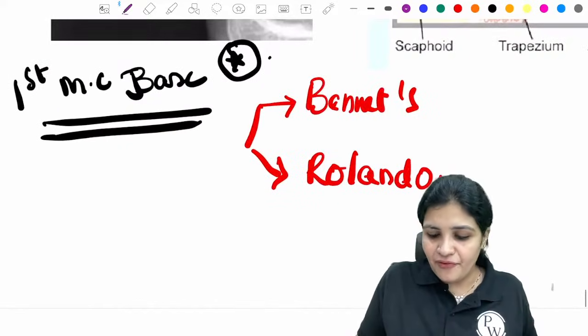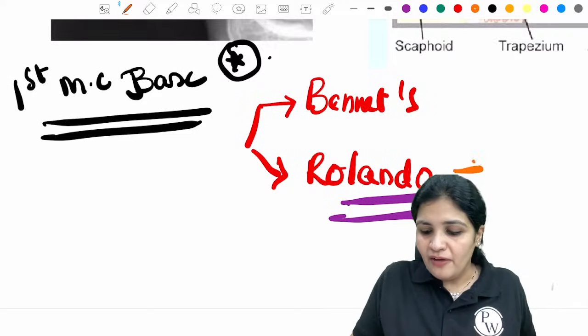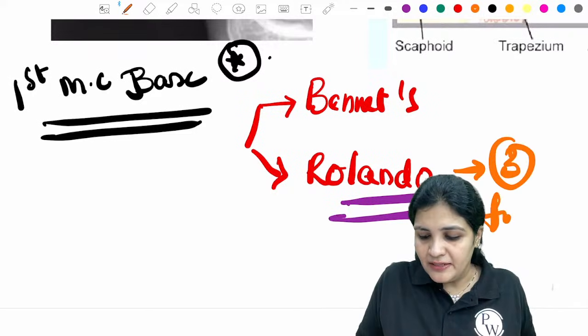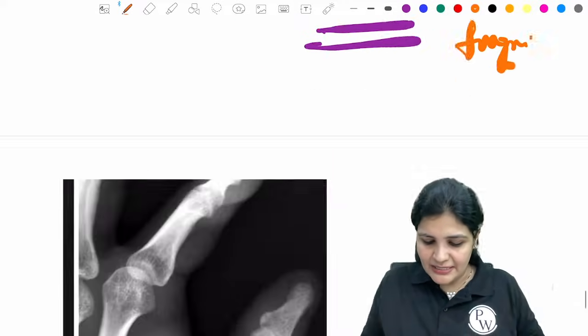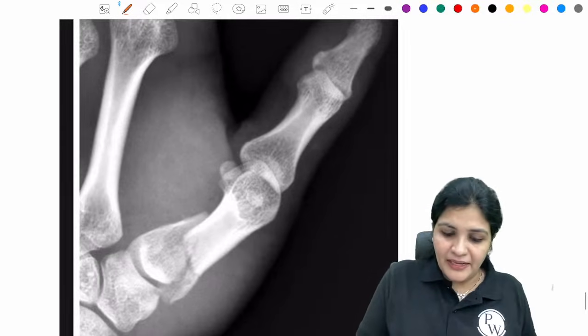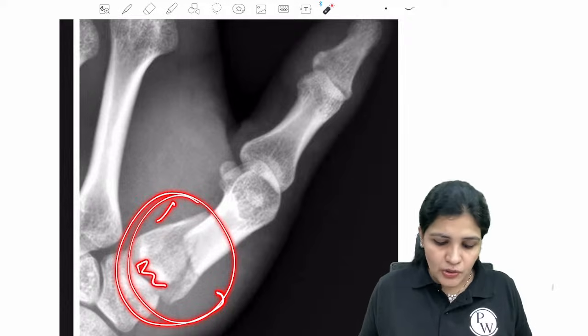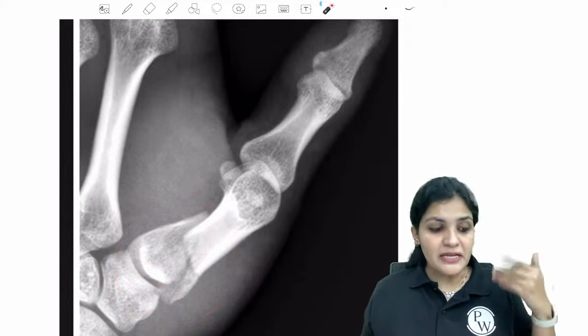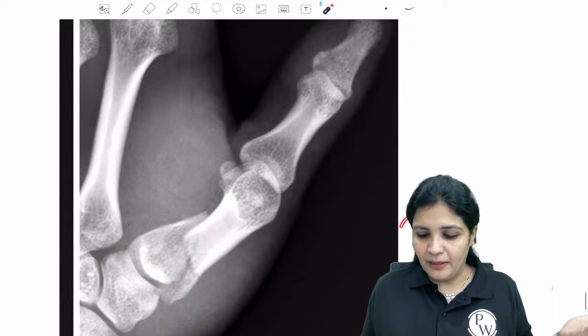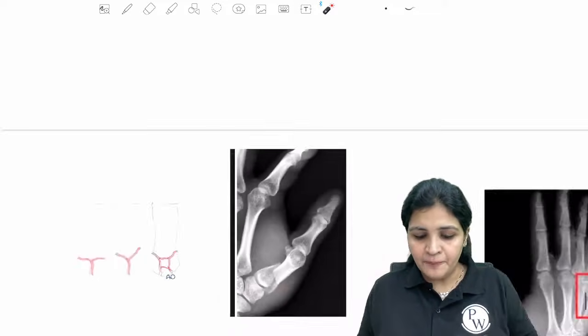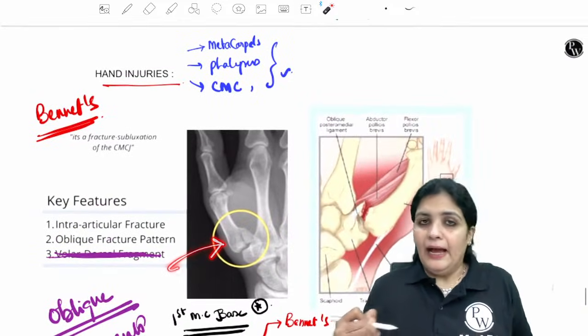Because it has a friend who is called Rolando, where you can see 3 fragments. Again, the fracture is the same here. It is again the base of the first metacarpal only. This is also intra-articular, but the fragments are more than 2, that is 3 fragments. This is called Rolando fracture, and here this is called the Bennett's fracture.